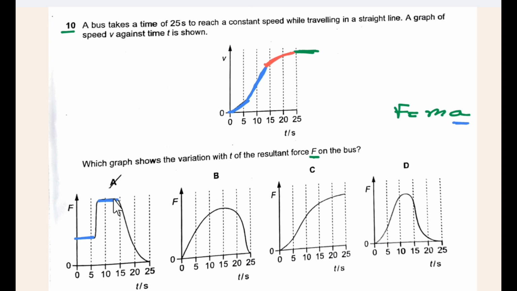So it decreases until 25 seconds. So the answer should be A.